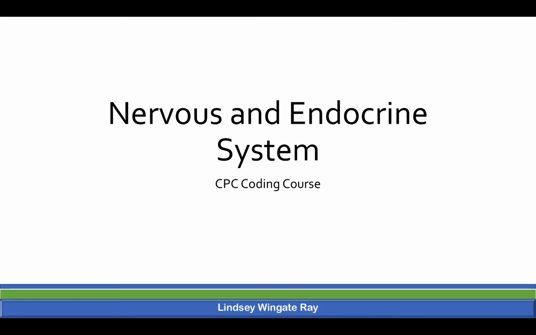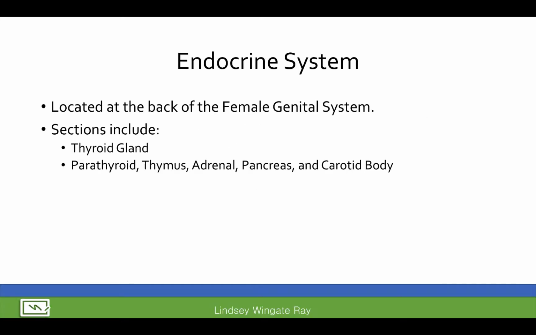Now it's time for the Nervous and Endocrine System chapter. Located at the back of the female section is the endocrine section. Systems of the endocrine system include thyroid gland, parathyroid gland, thymus, adrenal gland, pancreas, and carotid body.